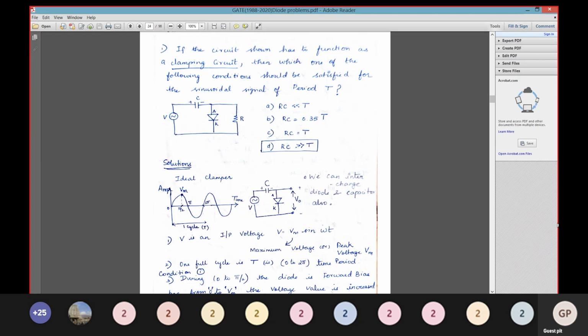and which... see, the given question is this, and next we have a diode, and this R is nothing... What is the question?